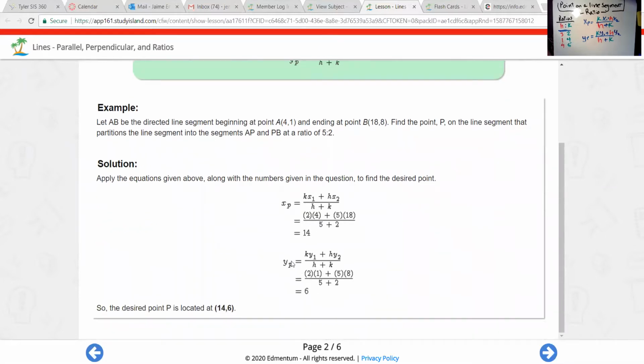For the Y value for that point, you're going to put K and H plus K, the Y1 and the Y2, and then you plug in your values. The K is 2, Y1 is 1, and then H is 5, Y2 is 8, and the sum of the parts is 7. Once you do your math computations, you get 6. And so your end result is (14, 6). That's how you find a point when they're giving you ratios. So that's it.